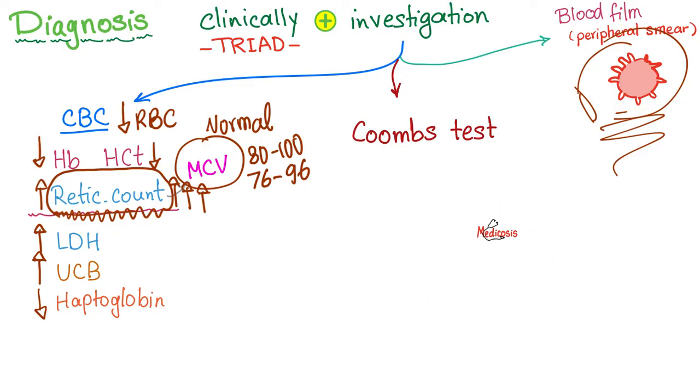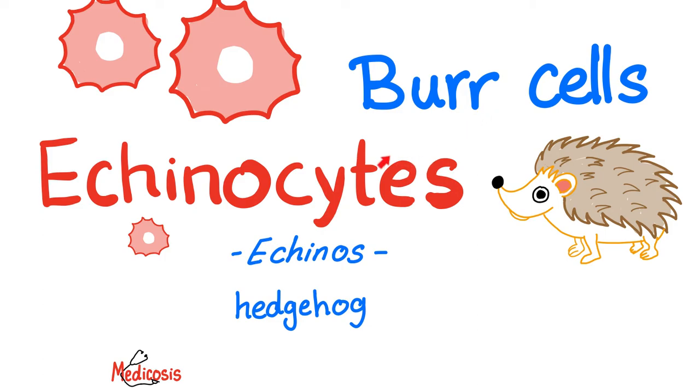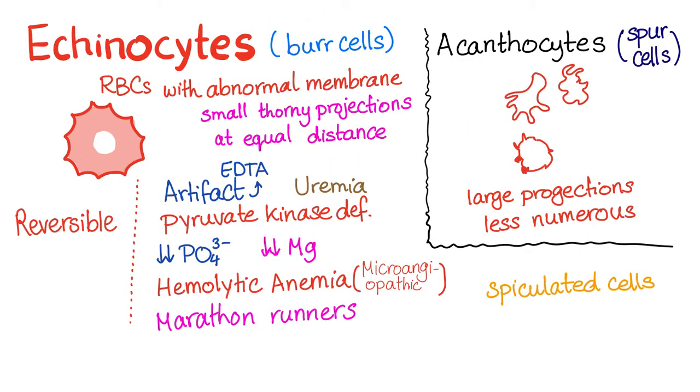Next, you can confirm the diagnosis of pyruvate kinase deficiency by measuring the enzyme assay in the red blood cell. Look, Burr cells, echinocytes, like a hedgehog. Not every Burr cell is pyruvate kinase deficiency. Not every echinocyte is hemolysis.